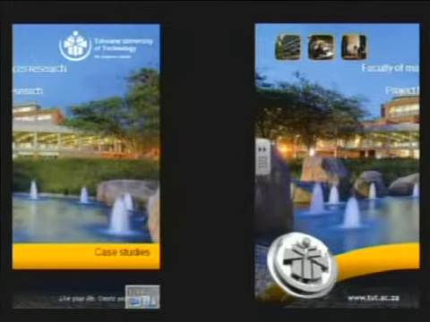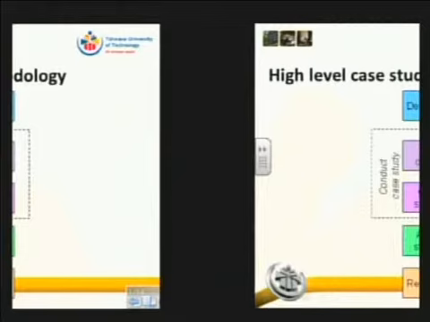But I'll just give you a little bit of theoretical background. So this is the high-level methodology that one follows when you do a case study. You can see I'm an engineer. I like block diagrams and pictures and so on. But basically the first step is you design a case study.